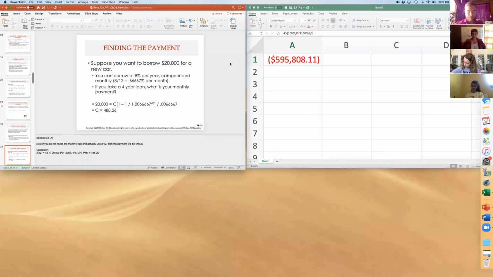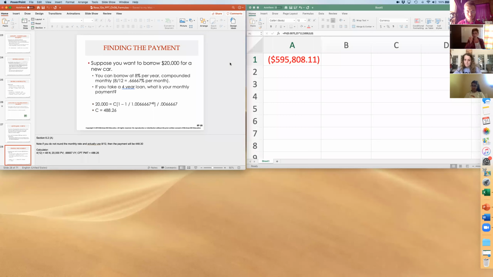Let's see. So now we're going to compute the payment. So this is a different sort of question. We're actually going to be computing a payment where it says, suppose you want to borrow $20,000 for a new car. And let's put a new timeline up. And you want $20,000 car today. The present value is $20,000. You want to receive $20,000 to buy a new car.